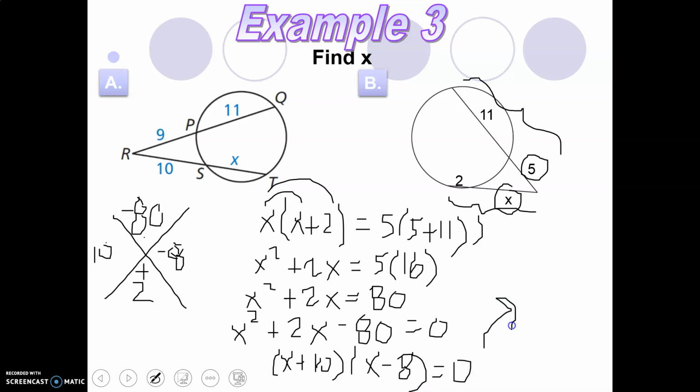And that's going to give you two solutions. The first solution is negative 10. The second solution is 8. As we talked about yesterday, you can't have negative length, so we're going to go ahead and cross that one out. And our solution is 8 for this problem.